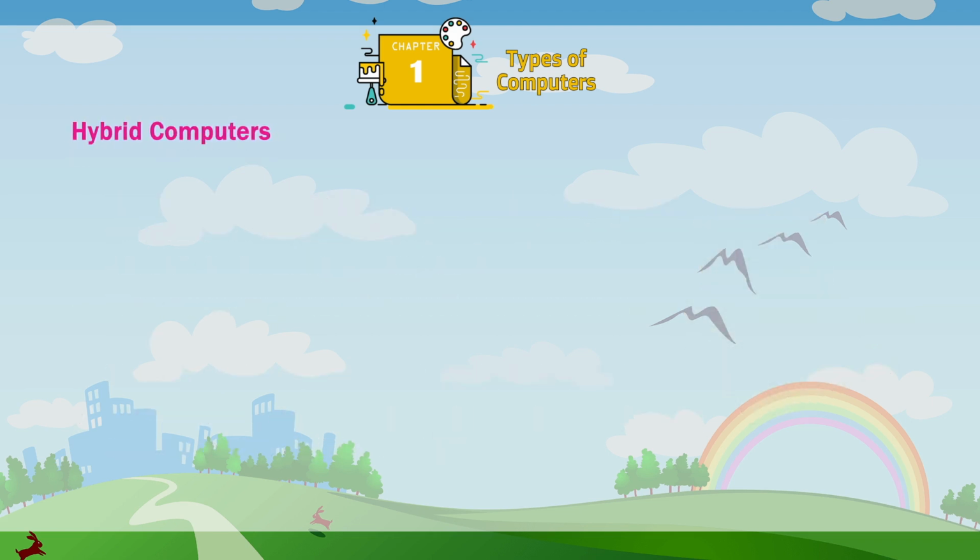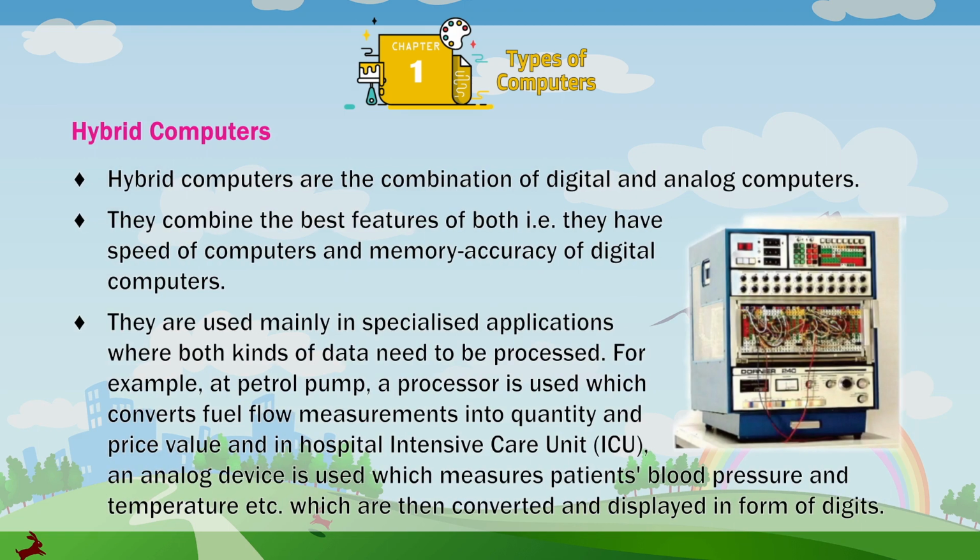Hybrid computers. Hybrid computers are the combination of digital and analog computers. They combine the best features of both. That is, they have the speed of analog computers and the memory accuracy of digital computers. They are used mainly in specialized applications where both kinds of data need to be processed.